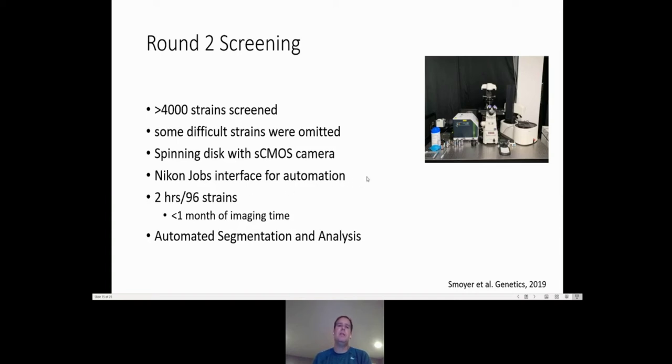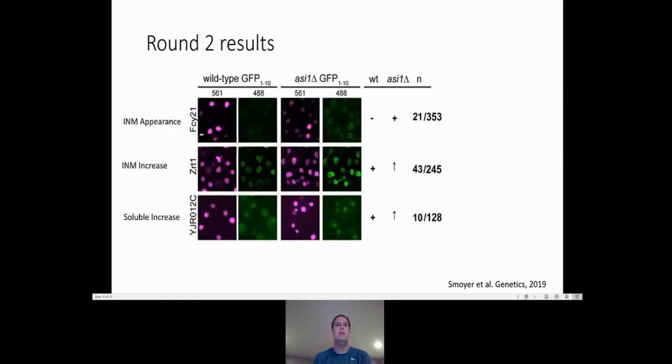This is a Nikon microscope, and we're using their JOBS interface for automation, and that allows us to automate many of the imaging processes. All of this together allowed us to image 96 strains in 2 hours. Altogether, we were able to do all of this in less than a month of imaging time, so a considerable speed up compared to what we did before. The other thing we've done is use automated segmentation and image analysis, and that has allowed us to very rapidly analyze these results and do them in a quantitative fashion.